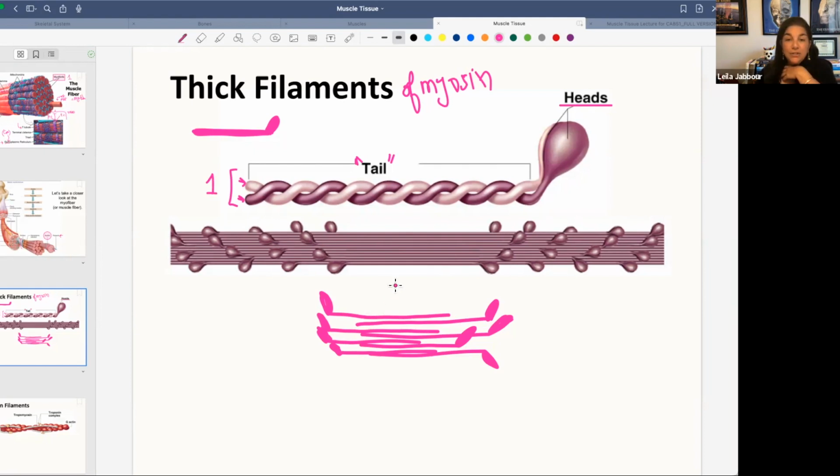So we end up with a region that's kind of bare of heads, and two opposite regions that are rich in heads. And the way that they are assembled, laying down next to each other, they form this tube. So this is actually circular. It's a tube, not a hollow tube. It's a solid tube of all of these thick filaments facing each other by their tails and their heads on opposite ends.